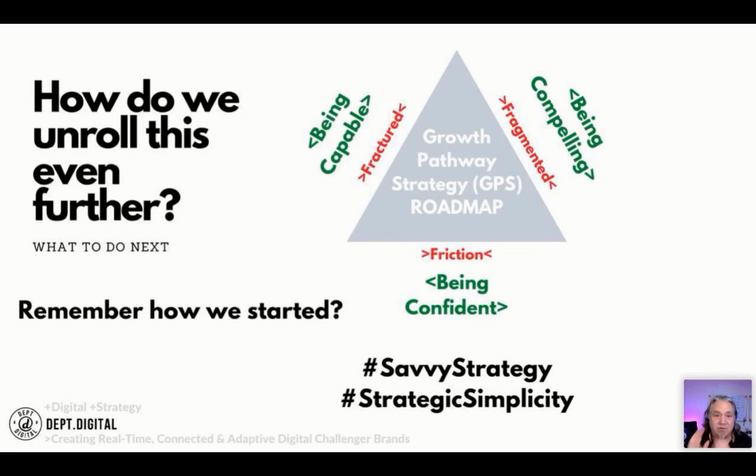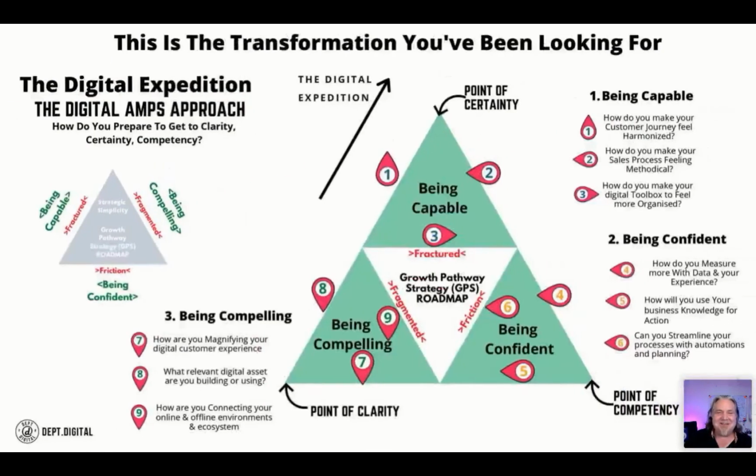So remember how we started? We started with what? Triangles. I told you how much I love triangles because they can actually put things together quite nicely. If you stack all of these 3 triangles together, or 4 of them, because there's the center one, right? Remember this diagram over here. So being capable, we've got the 3 little stations that we have to stop along the way. For being confident, we have the 3 little stations, 4, 5, and 6. For being compelling, we have the 3 little stations that we need to go through as well, 7, 8, and 9. And all around this, we understand that this is our growth pathway strategy. This is where we're headed. We overcome our being fractured. We overcome being fragmented. We overcome friction as well.